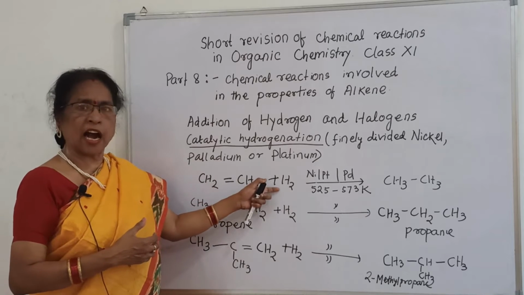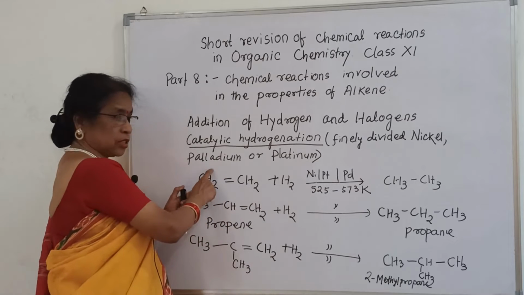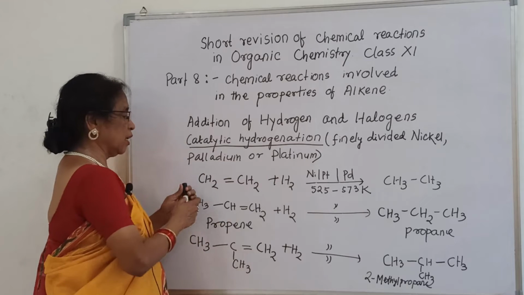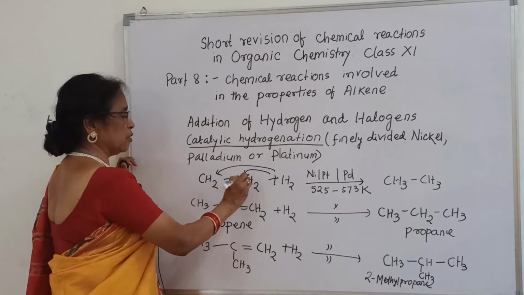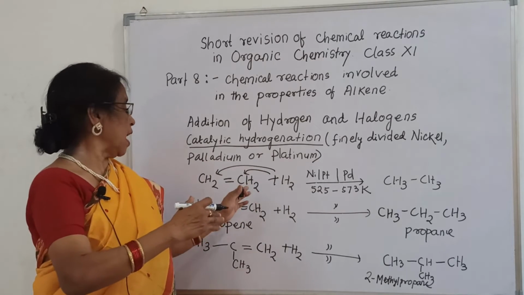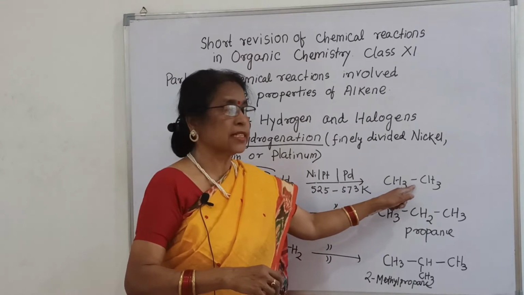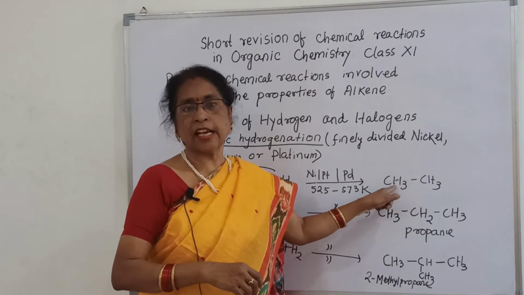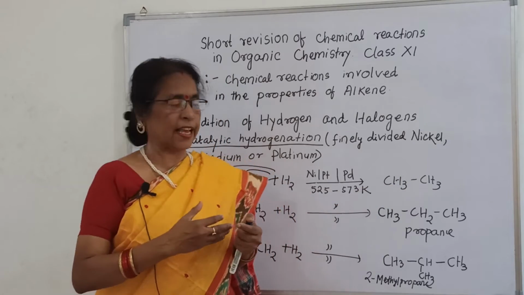Now since you are adding hydrogen here and it is ethene, one hydrogen comes to here and one hydrogen comes to here. So one hydrogen here, one hydrogen here, then what happened? And the double bond changes to single bond. So CH3 single bond CH3, that is called ethane.